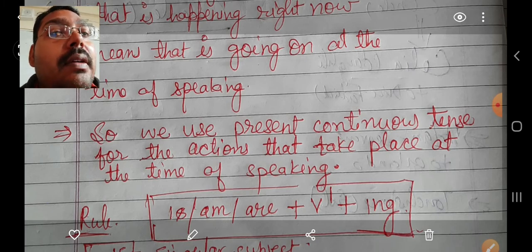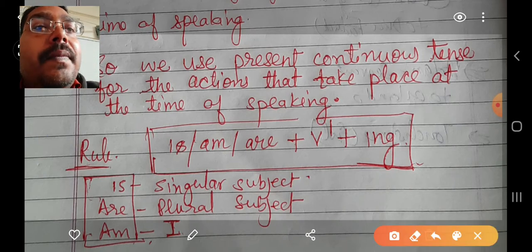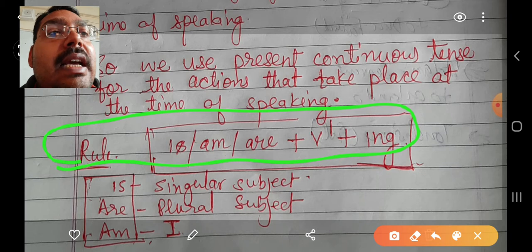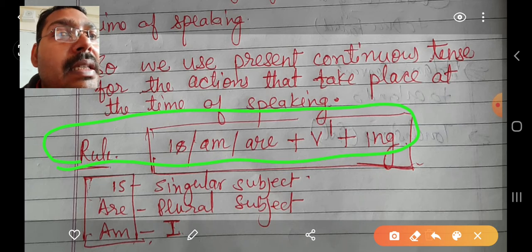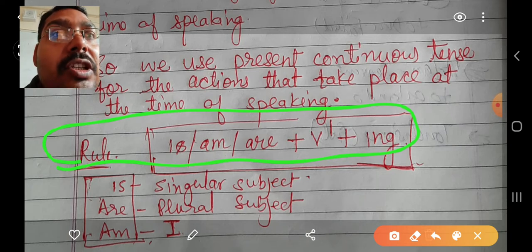Now students, I would like to tell you the rule. What is the rule actually? Is, am, are. These are the helping verbs that we use, plus verb first form plus ing. Means while framing the sentences of present continuous tense, we use is, am, are plus main verb first form plus ing. For your kind information, we always add ing in the verb first form only. This is to keep in mind.